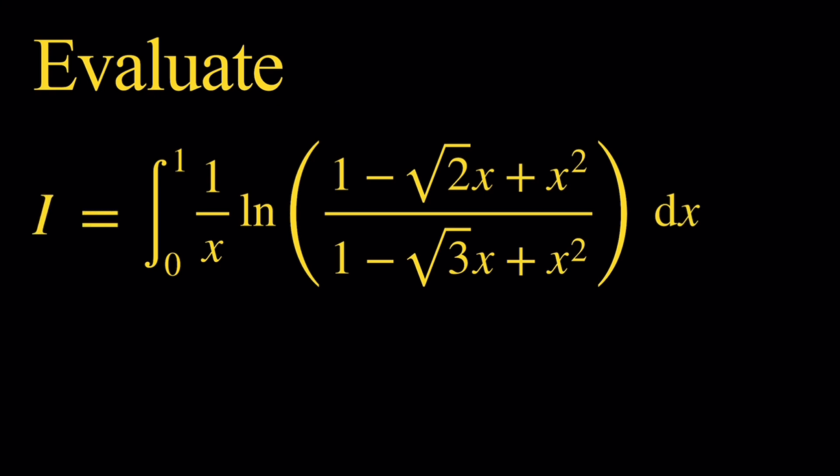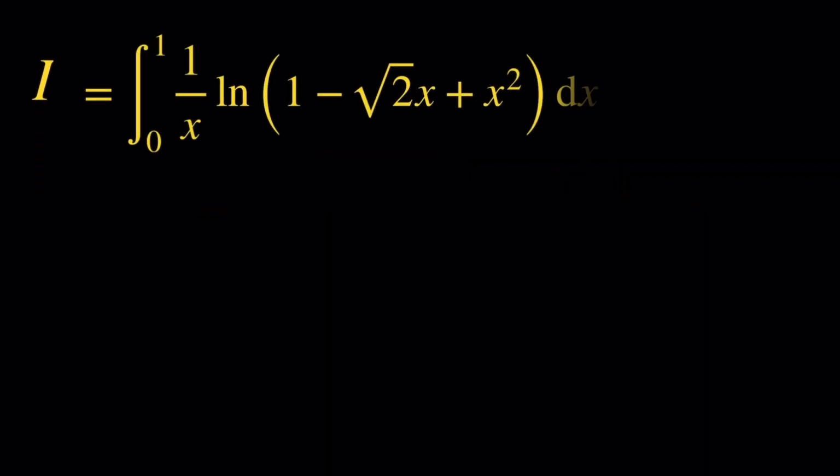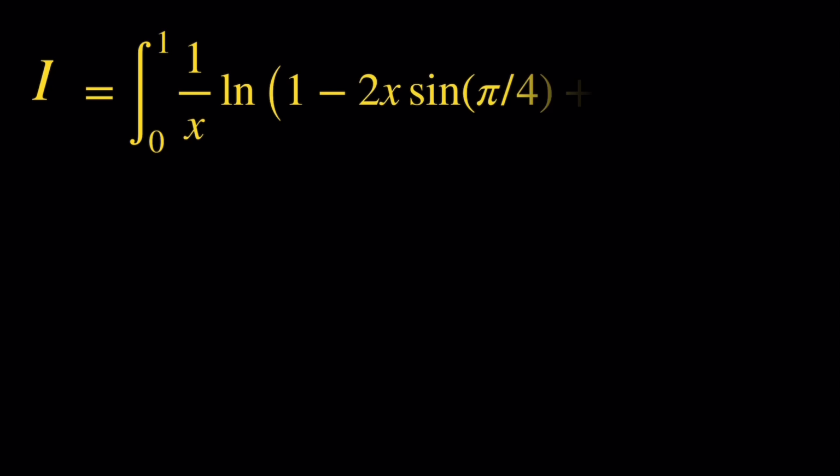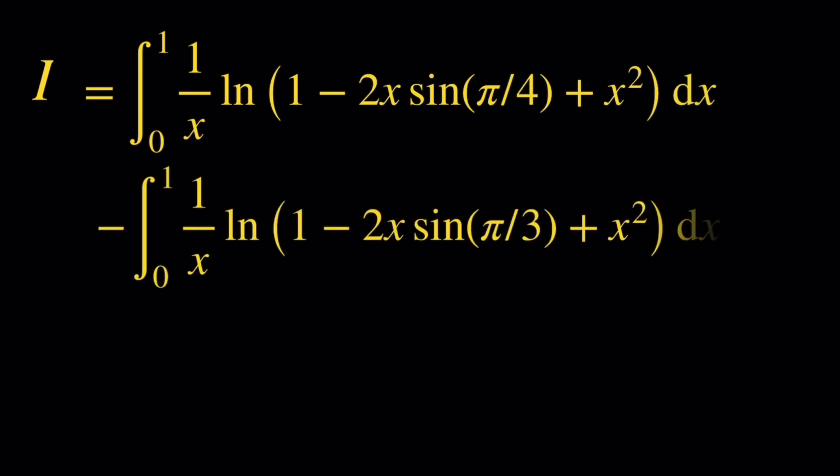Okay, so first of all we're going to use the quotient rule for logs to rewrite this as a difference of two integrals. And then we're going to note that these two integrals are actually similar. So we can rewrite them simply: we're going to rewrite square root of 2 as 2 times sine of pi over 4, and rewrite root 3 as 2 times sine of pi over 3.